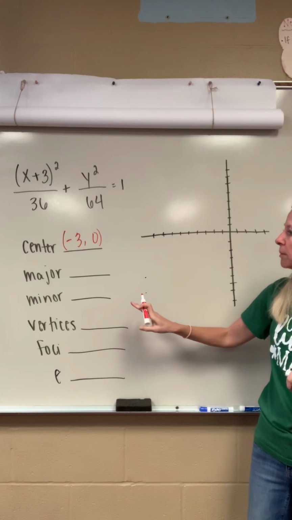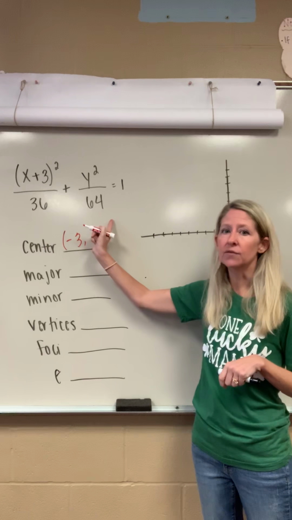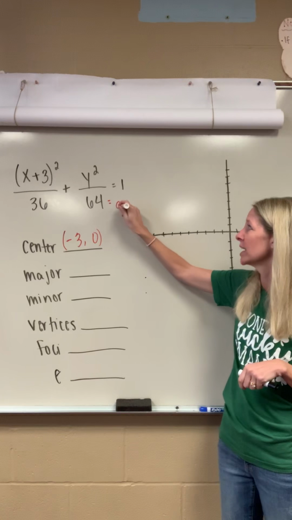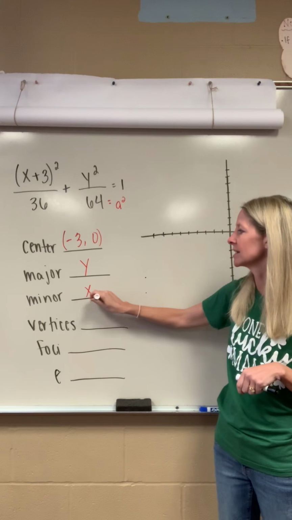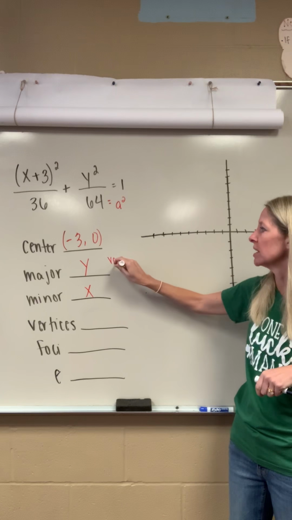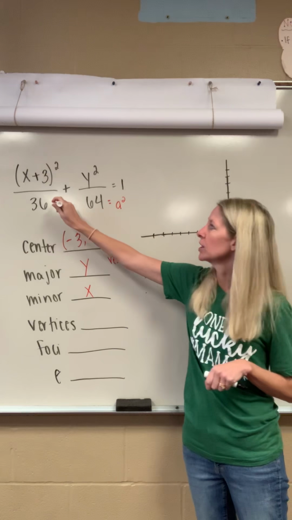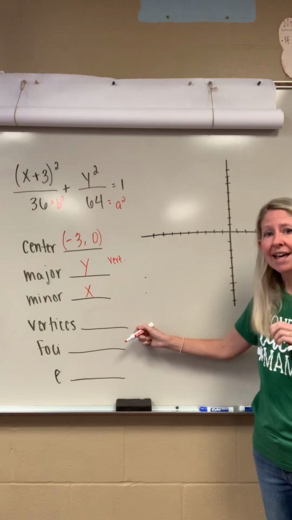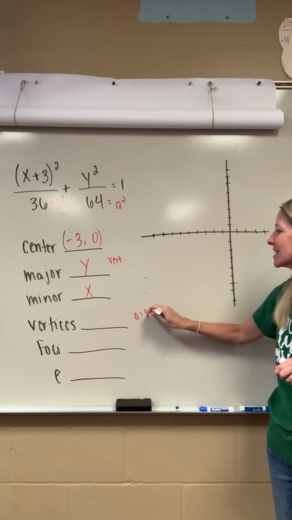Now, for the major and minor, we want to look at the denominators. We have 36 on the first denominator and 64 on the second. Since 64 is bigger, that's the a², and since it's under the y, y is the major and x is the minor. So this is going to be a vertical ellipse. If 64 is the a², 36 is the b². For the vertices, we need to use the a value. 64 is a², therefore a is 8.